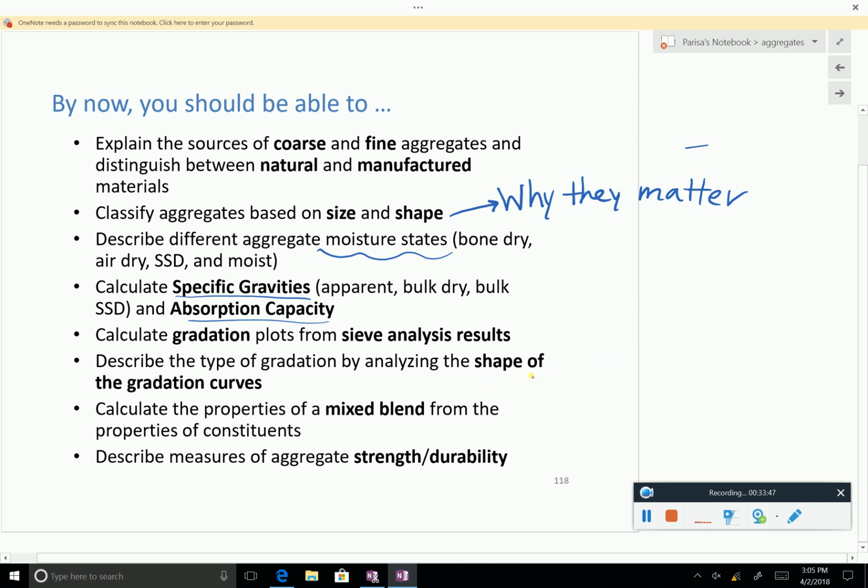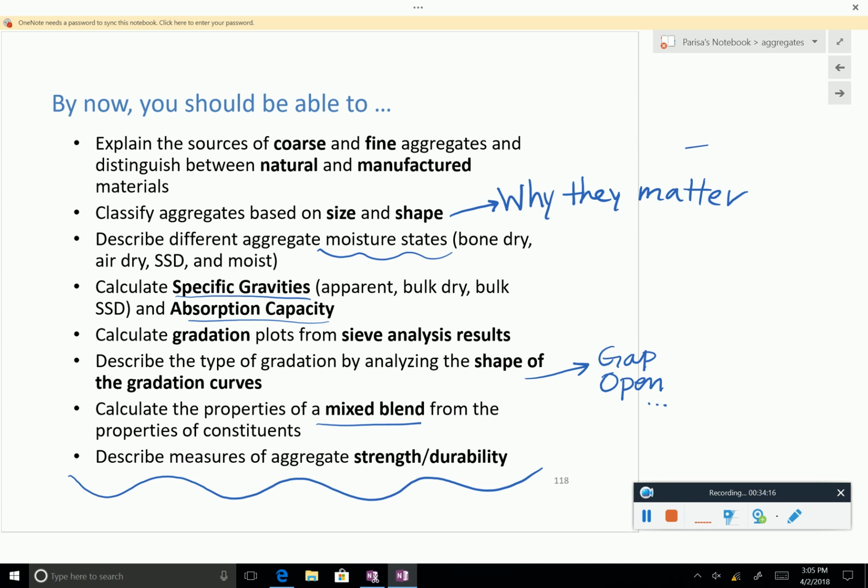Gradation, this is what we learned. The shape of the gradation curves, whether it is gap graded, open graded, etc. You need to be able to interpret the shape of the gradation curves. Calculate the composite properties of mixed blends. This is what we talked about today. And have some overview of the different test methods that we use to measure the strength and durability of aggregates.